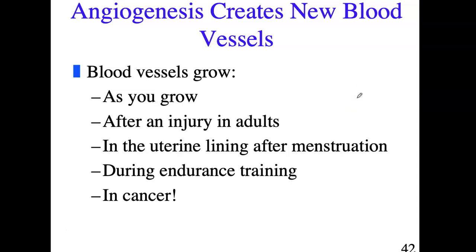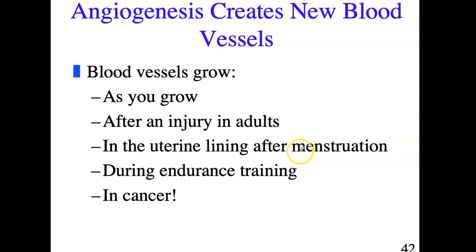Another example is in the uterine lining after menstruation. New networks of vessels need to be manufactured essentially. And during endurance training, remember we talked about this, how do you get your VO2 max higher? You get it higher because you're able to move more oxygen. And one way of doing that is to increase your vascularization. So create angiogenesis.